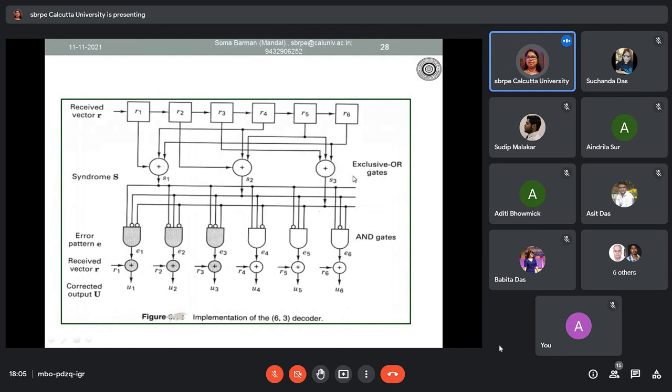So after the exclusive OR operation, your error pattern is generated, and this error pattern is again added with the received vector, whether it is erroneous or correct. If it is erroneous, obviously any one of E1, E2, E3 or E4 will be non-zero. And when it is exclusive OR added, you get back the correct vector. So this way you can easily implement it in hardware.